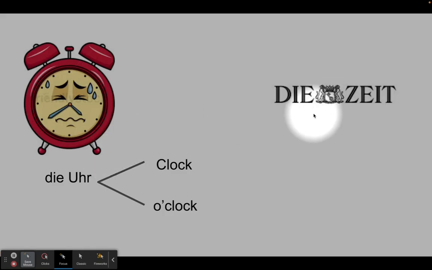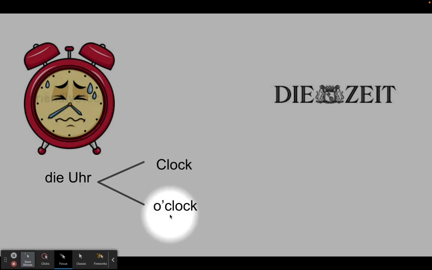All right, so moving on to time. Die Zeit. Die Zeit and die Uhr both mean time. The difference is die Uhr is what humans invented to talk about time, as in it is 5 o'clock or 6 o'clock. Die Uhr also means clock, as in can you turn on the alarm clock, or can you make sure the clock is working? So the physical item, the clock, is die Uhr as well.